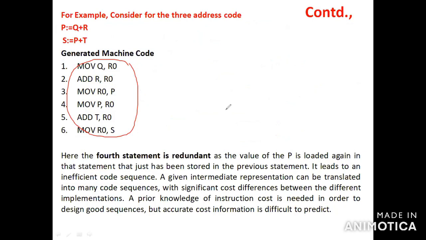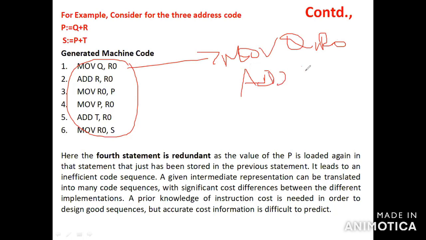Move of Y comma R0. That is move of Q comma R0. Then add Z comma R0. Next, add Z comma R0, the second one.